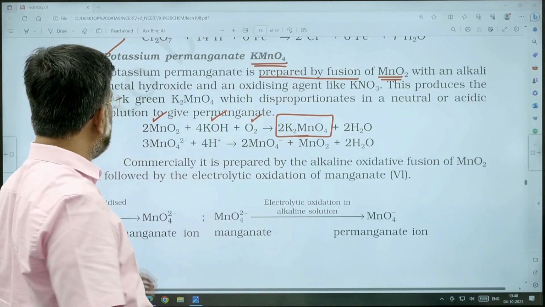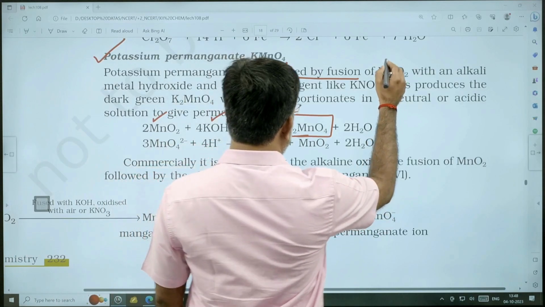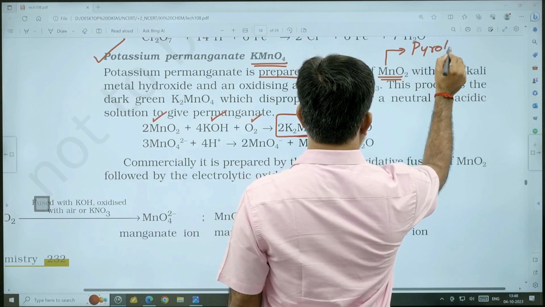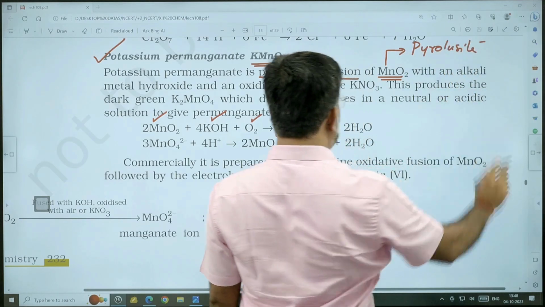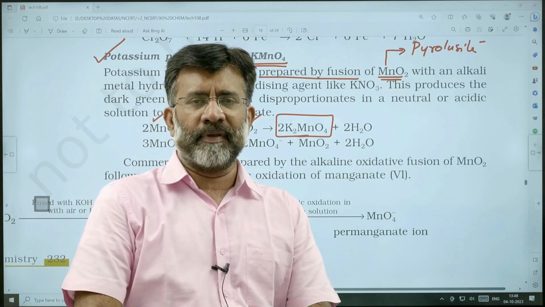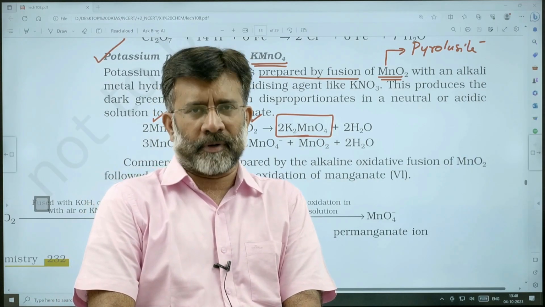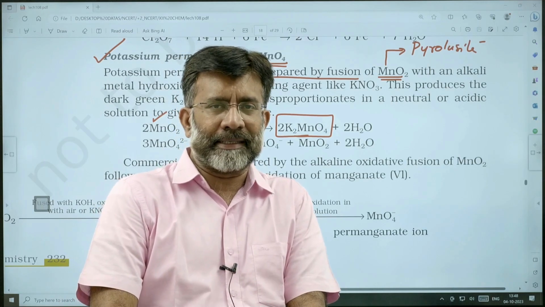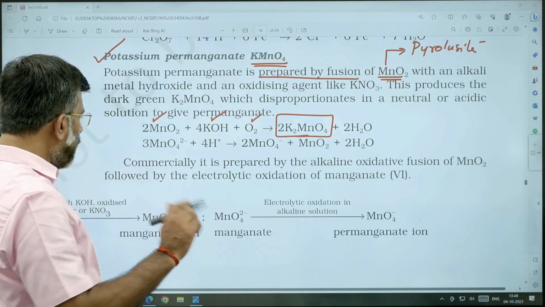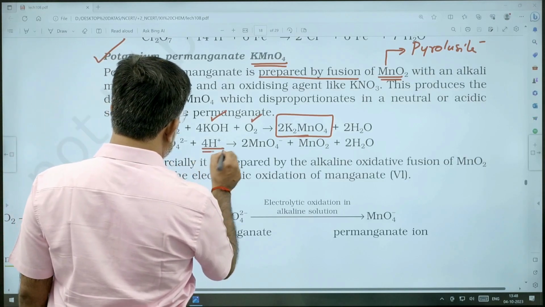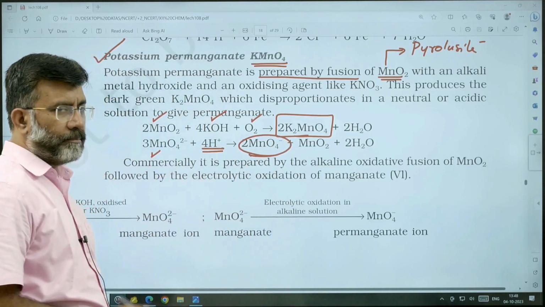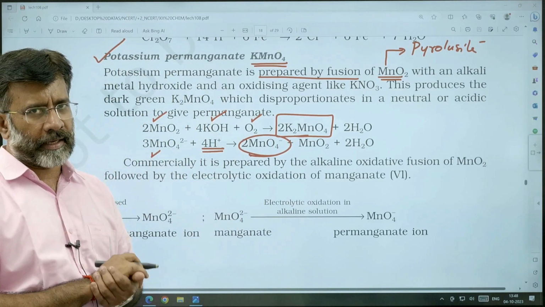So basically, potassium permanganate is prepared from MnO2, which occurs in the mineral form called pyrolusite. MnO2 treated with KOH in free access of air gives a dark green colored product, potassium manganate, K2MnO4. Now that K2MnO4, with an acid solution, will be converted to purple colored permanganate. That is the reaction.